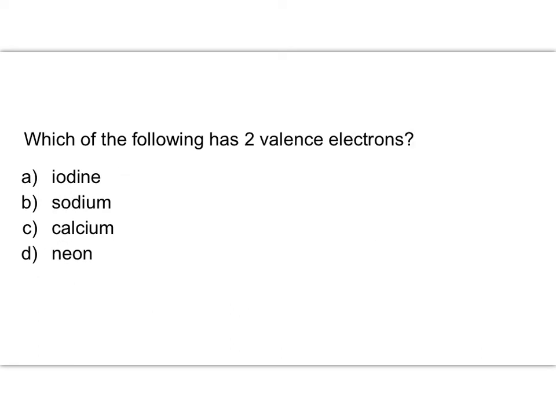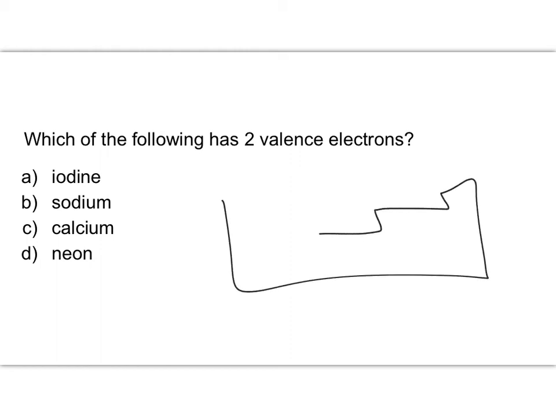Which of the following has 2 valence electrons? The valence electrons for many elements is related to the group numbers, so the columns. All right, so in this case, we're looking for group number 2. Group number 2 elements have 2 valence electrons. So which of these elements comes from group 2? That would be calcium. If you find it on the periodic table, it's in group 2.